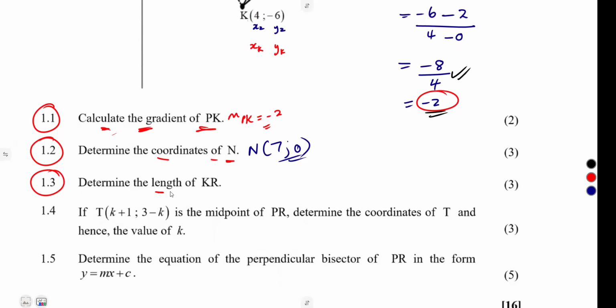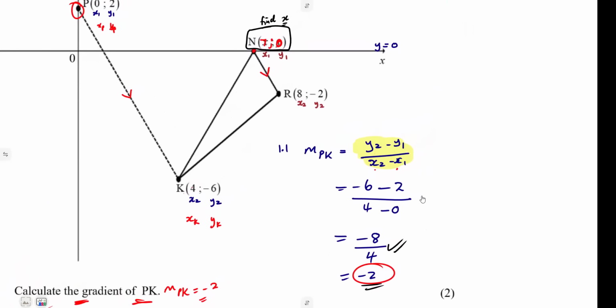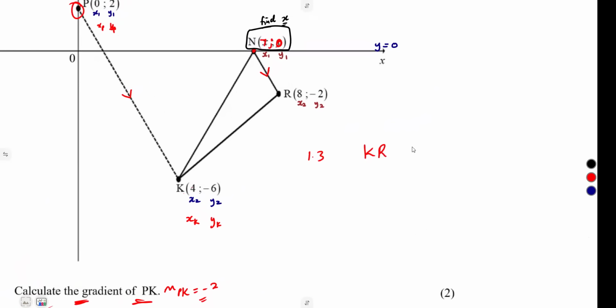1.3, determine the length of KR. The length of what? K to R. That's the point KR, I mean the line. That's 1.3, the line KR. We need its length. Remember, the length is given.